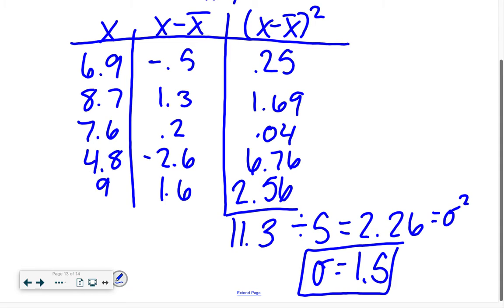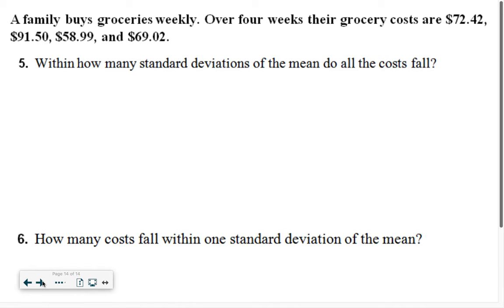No? Okay, we got one more example. A family buys groceries weekly. Over 4 weeks, their grocery costs are $72.42, $91.50, $58.99, and $69.02. That's kind of cheap groceries. First thing, it says within how many standard deviations of the mean do all costs fall, so we gotta calculate standard deviation. First thing I do to calculate standard deviation is find what? Find my mean.